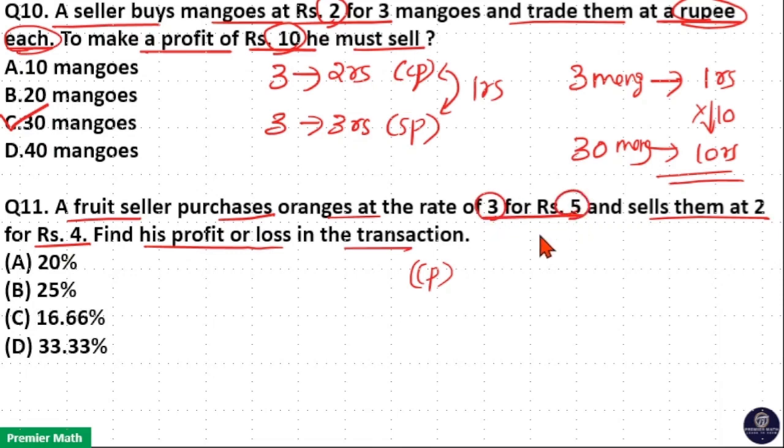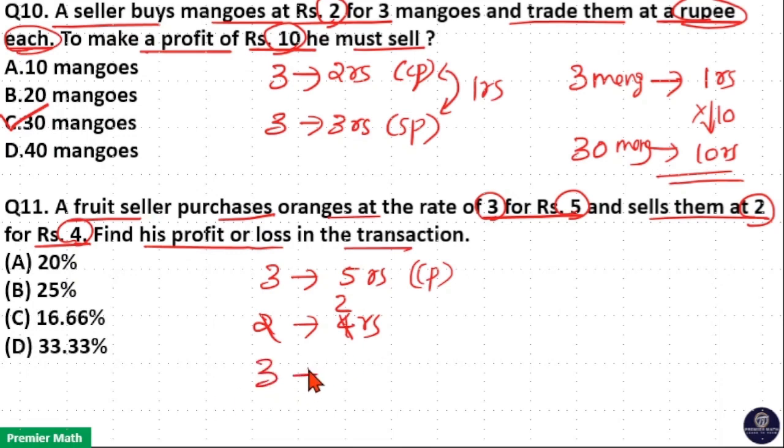3 oranges at rupees 5. So 3 oranges at rupees 5. This is the cost price. Now sell them at 2 for rupees 4. So 2 mangoes he sells at 4 rupees means 1 mango he sells at 2 rupees.